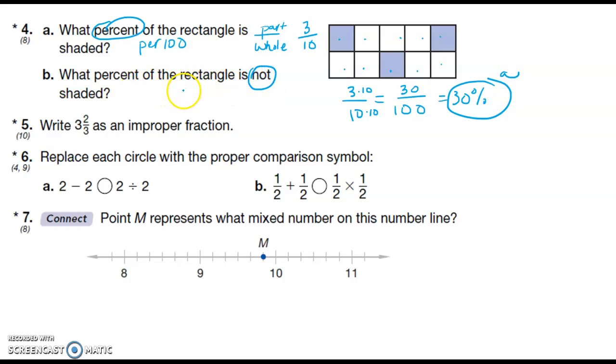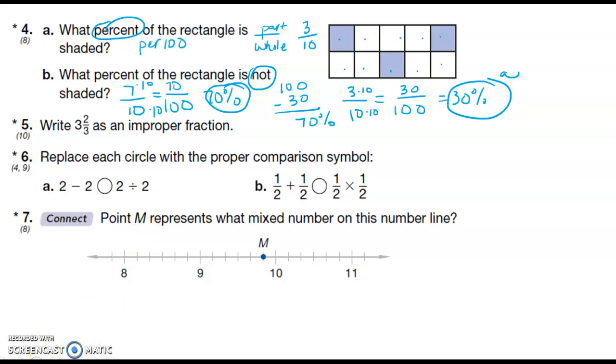What percent of the rectangle is not shaded? All right, we can figure this out several different ways. We know that there are 7 out of 10 that are not shaded. And we can do the same thing we did with 3 out of 10. We know that this is times 10 times 10, and that's 70, or 70%. You can also take 100%, subtract 30, and get 70%. So there's a couple different ways to answer that problem.